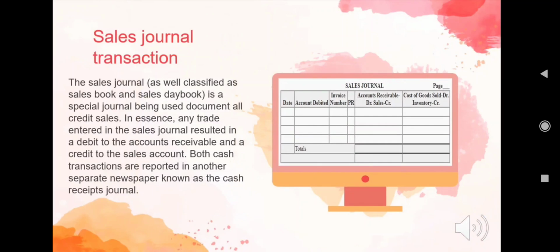Sales Journal Transaction. The sales journal is a special journal being used to document all credit sales. In essence, any trade entered in the sales journal resulted in a debit to the accounts receivable and a credit to the sales account. Both cash transactions are reported in another separate journal known as the Cash Receipt Journal.